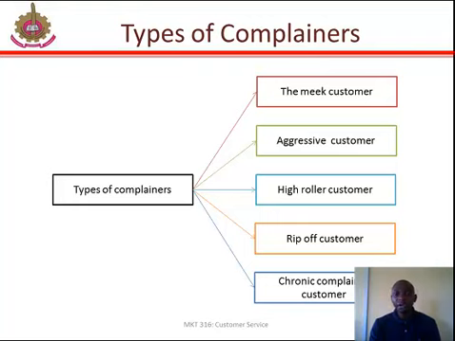The last type of customer, the fifth type, is the chronic complainer. They are never satisfied with whatever solution you offer to them. There is always something wrong. This customer's mission is to whine, and as frustrating as this type of customer can be, they cannot be dismissed. Even when you dismiss them, they will not go.